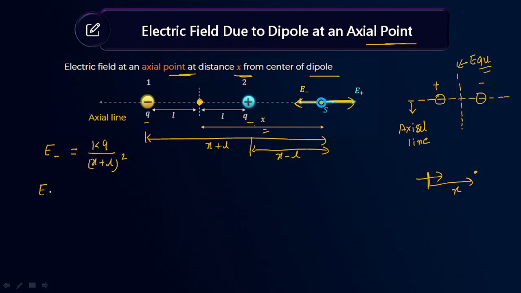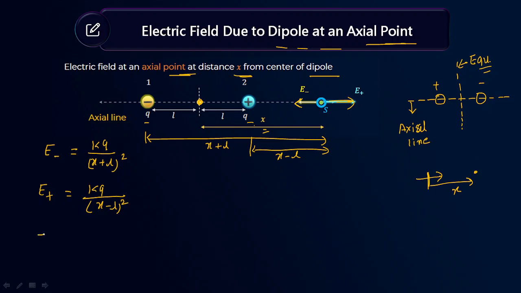So E negative derivation is important because in board exams they can ask you to find the electric field due to dipole at the axial point or at the equatorial point. So now due to E positive we can again write kq divided by, now separation is how much? (X minus L) square, right?